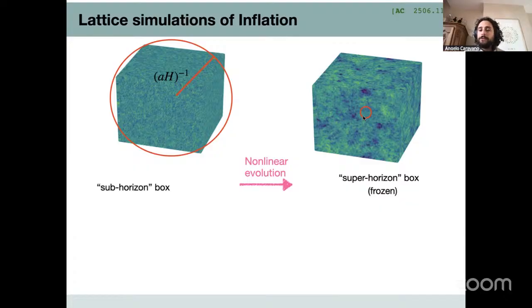Now, we don't need to go until the end of inflation typically to then extract the observables, because typically the super horizon dynamics of physical quantities is frozen by causality during inflation.